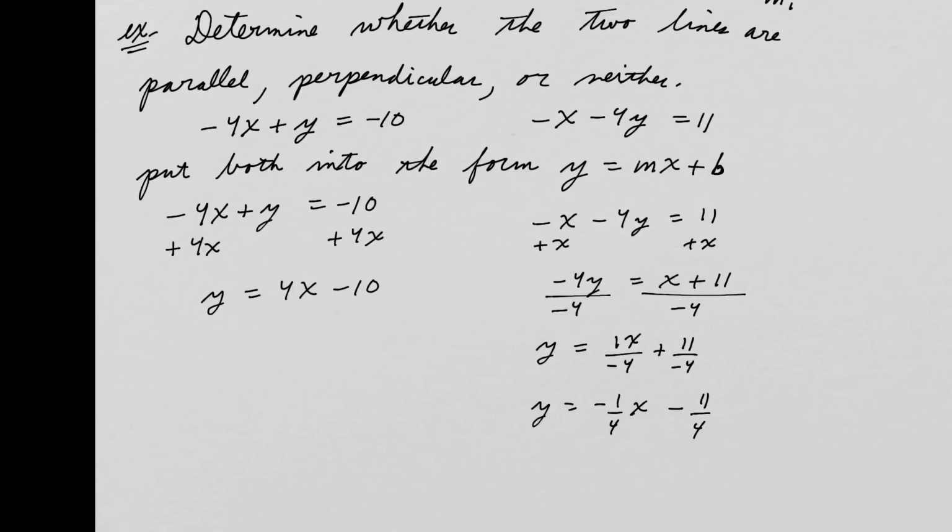Okay, well, certainly these are not parallel, right? Because if I call the first one my line 1, then m1 is equal to 4, and m2 is equal to negative 1/4, right? So m1 is the slope from the first line, m2 is the slope from the second line. They're not equal, so they can't be parallel.